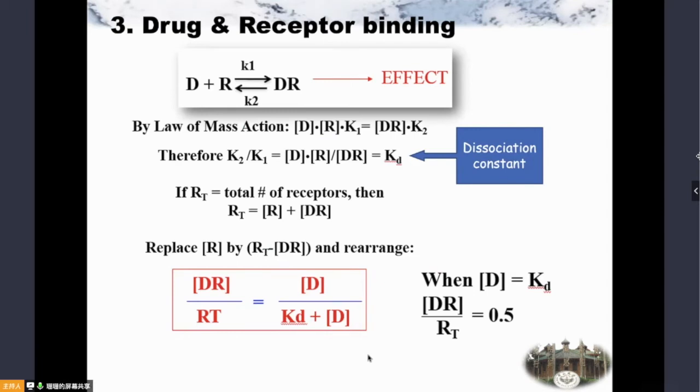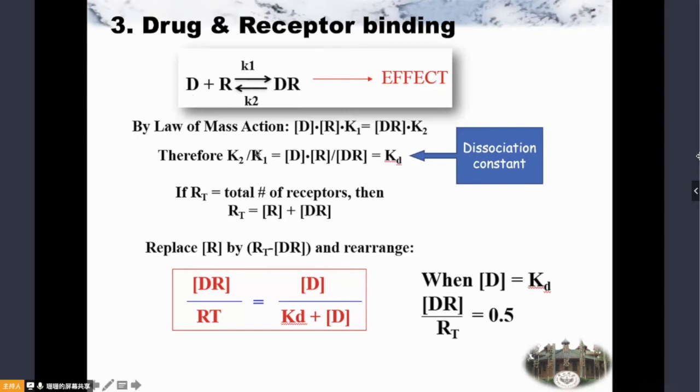Okay, so as we know, most of the drugs exert their effect through binding to a receptor. And for most of the drugs, binding to the receptor is reversible. So this equation is reversible. D means the free drug, R means the free receptor, and it can form a complex, and this reaction is reversible. This reversible reaction actually obeys the law of mass action.